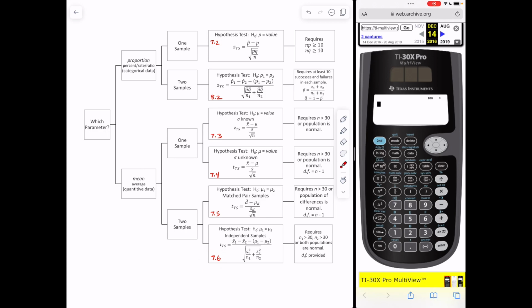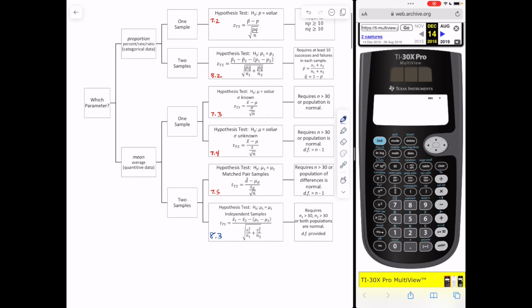That is not correct. It is not 7.6. So let me fix that real quick here. Okay, so this should be section 8.3 for this one. Okay, so we'll go ahead and just remember the null hypothesis on this one. Right here is that mu1 equals mu2.